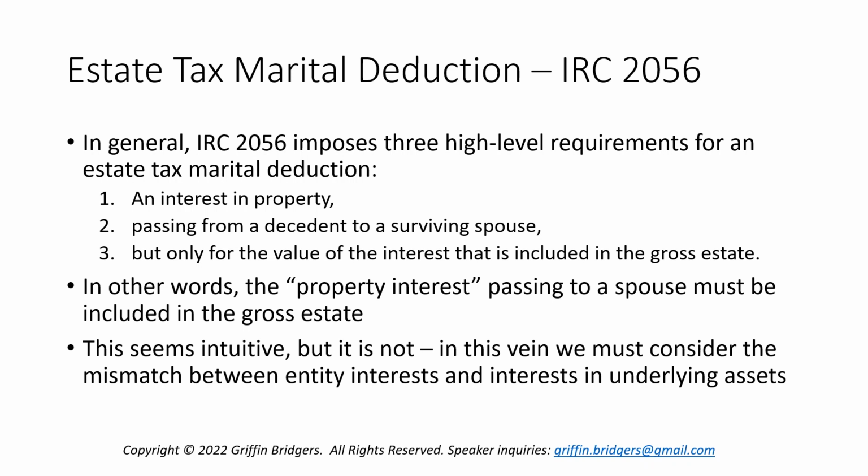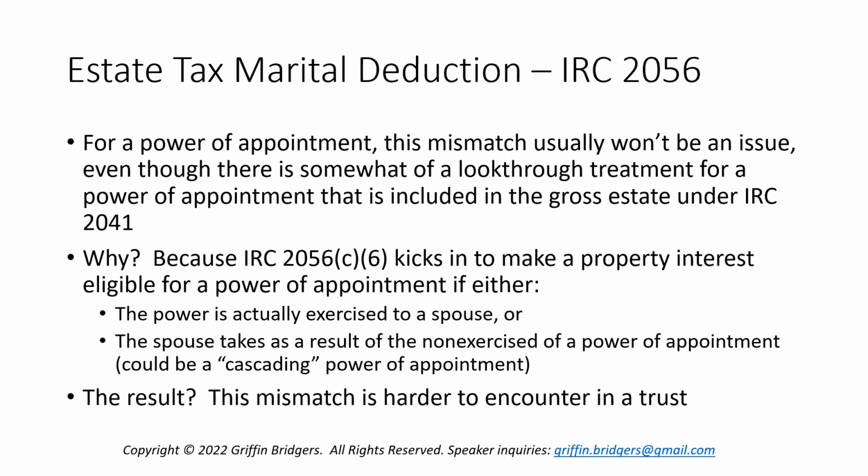But more importantly, three, you only get the marital deduction to the extent that the value of the property interest that passes from the decedent to the surviving spouse is actually included in the gross estate. This is an express requirement in the tax code. So in other words, the property interest passing to the spouse has to be included in the gross estate. This seems intuitive, but it's not. In this vein, we have to consider whether there's a mismatch between maybe entity interests or trust interests and interests in the underlying assets that are indeed included in the gross estate.